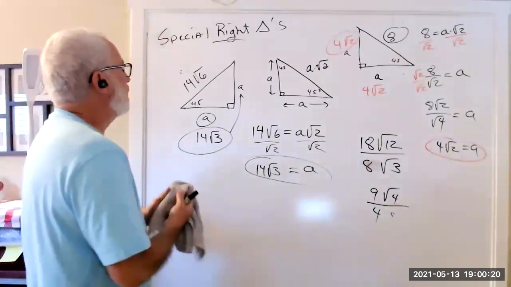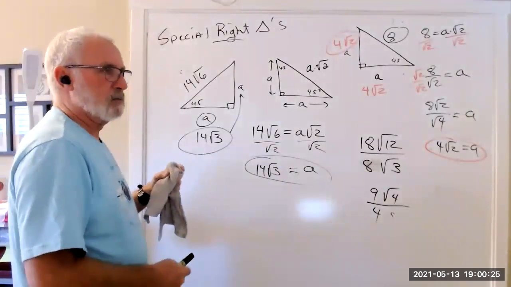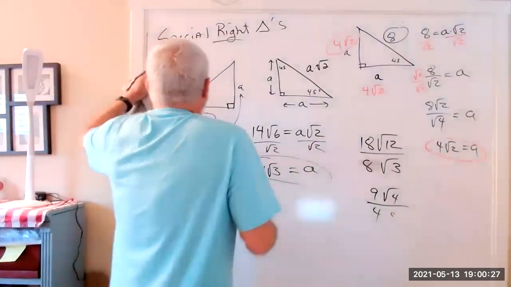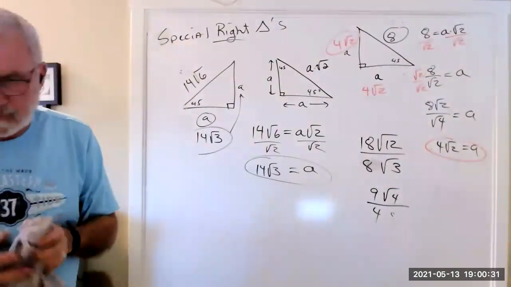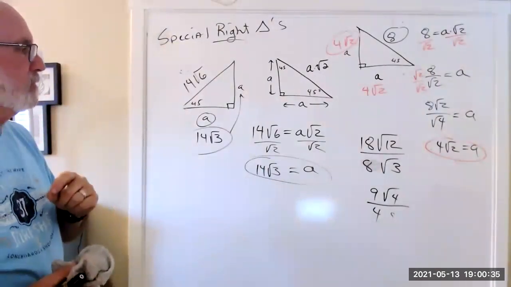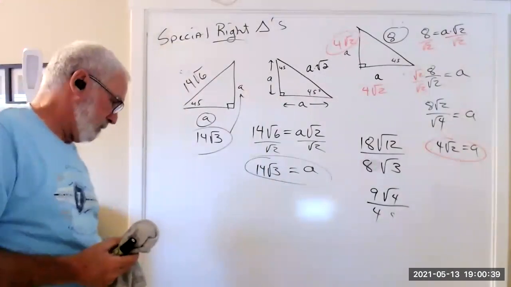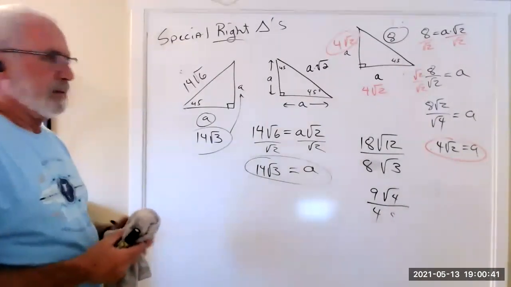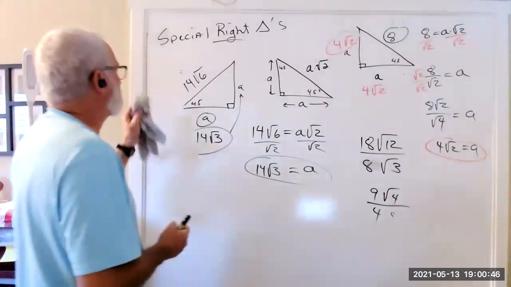All right. So that's one special right triangle. One of them. Wait. Okay. I'm sorry. Okay, I'm good. Anybody else? No. Okay.